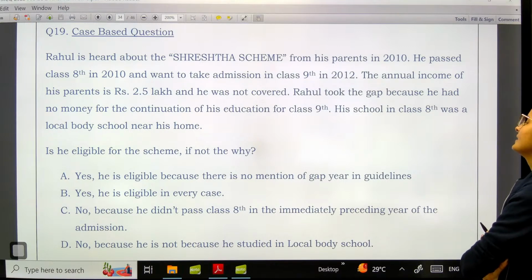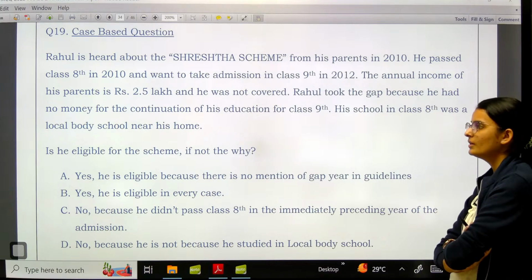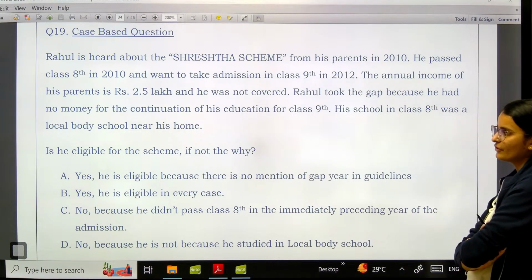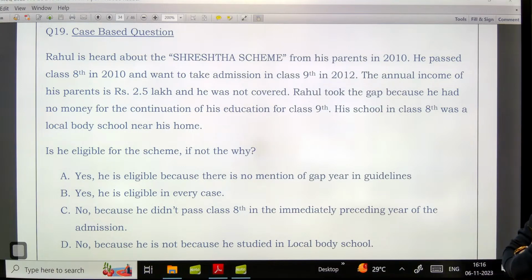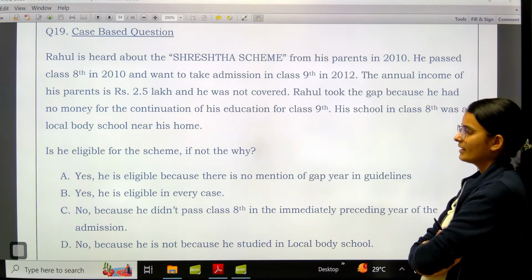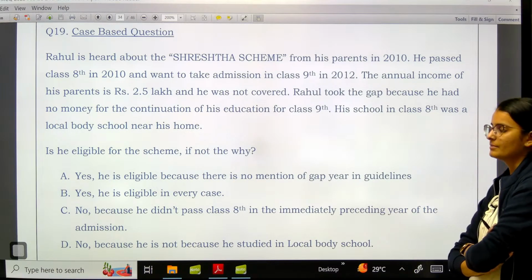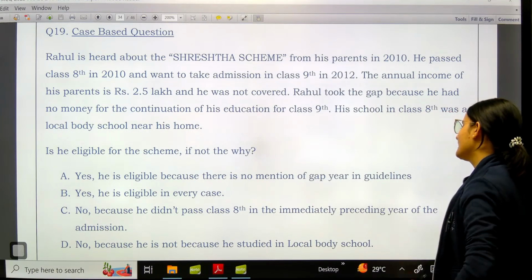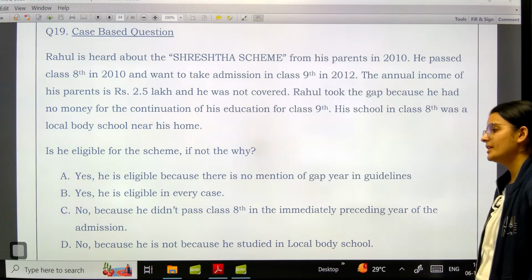So he decided to give a gap of 1 year, and his school in class 8 was a local body school near his home. Is he eligible for the scheme? If not, why? A: Yes, he is eligible because there is no mention of gap year in the guidelines of the Shrestha scheme. B: Yes, he is eligible in every case. C: No, because he didn't pass class 8 in the immediately preceding year of the admission.